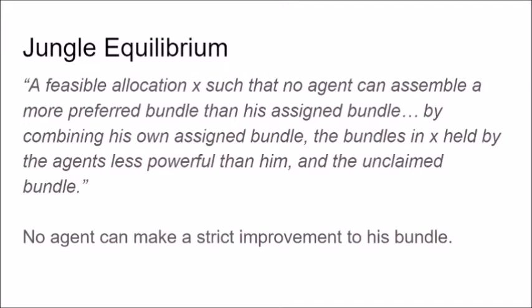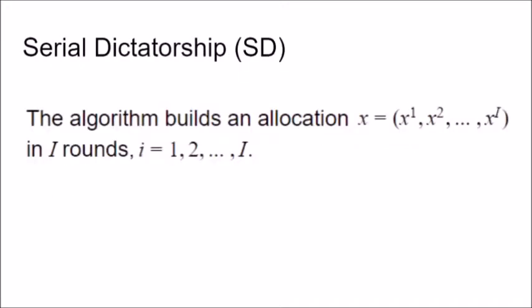So we want to prove that jungle equilibrium exists, and to do that we're going to introduce the first of our algorithms. This algorithm is called serial dictatorship, and it will build an allocation vector X in I rounds.